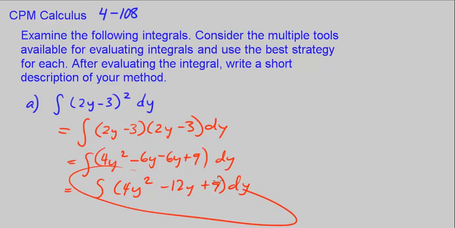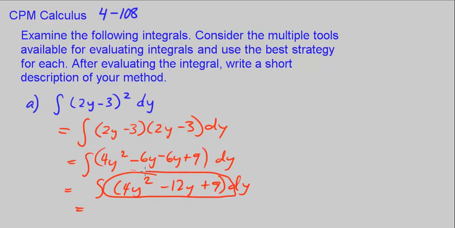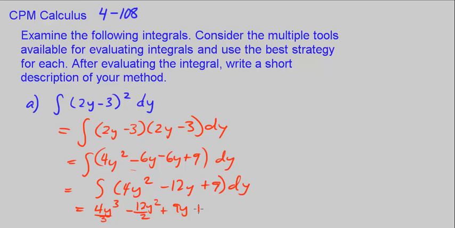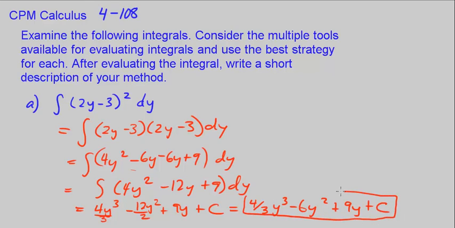And now what we can do is go ahead and take the integral of this, because that's going to be 4y cubed over 3 minus 12y squared over 2 plus 9y. And don't forget the plus c, because it's an indefinite integral. So simplifying this, it's just 4/3 y cubed minus 6y squared plus 9y plus c. That's our answer. So let's box it.